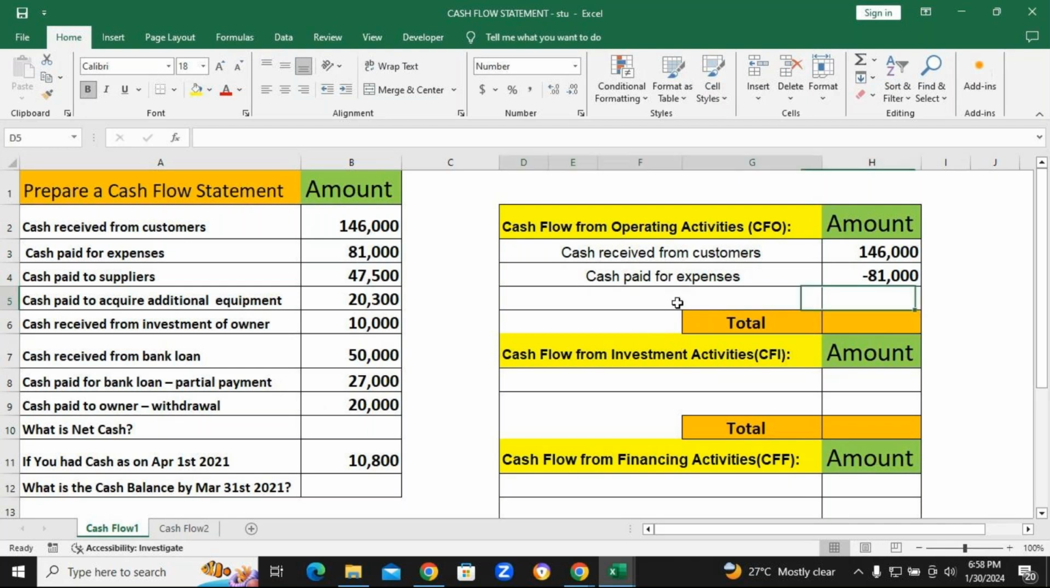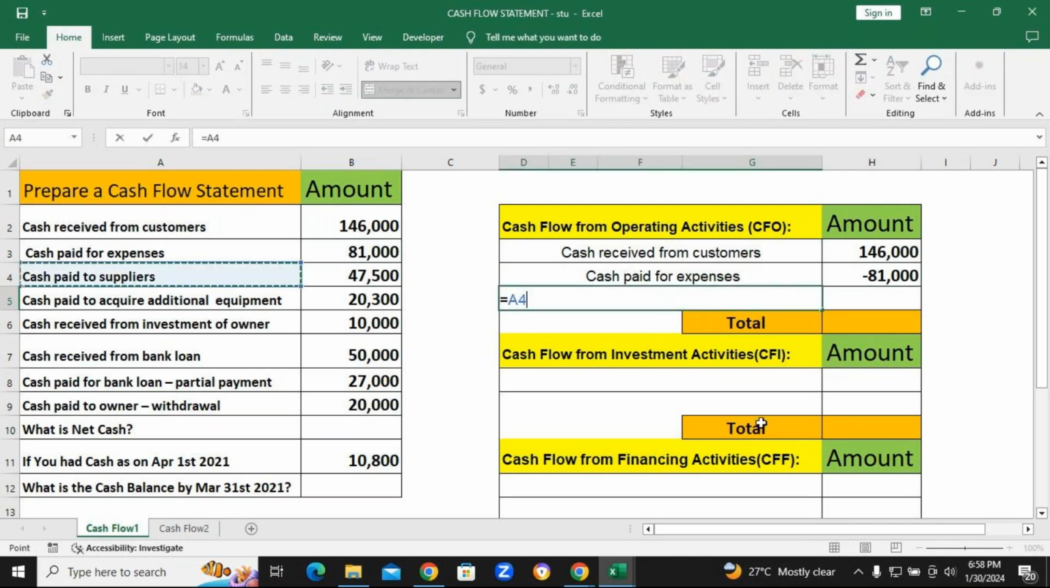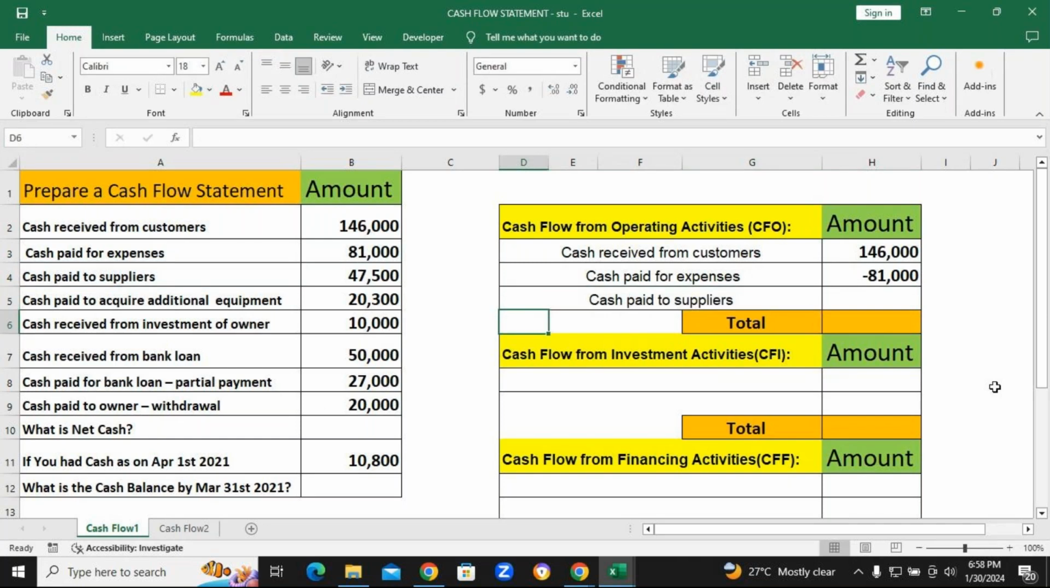Then cash paid to the suppliers. Here also money is going out of the business. So I'll take the value as minus, negative, 47,500. So now these are the things that have happened due to my operating activities. Okay. First we'll put the line items and then we will make the total.